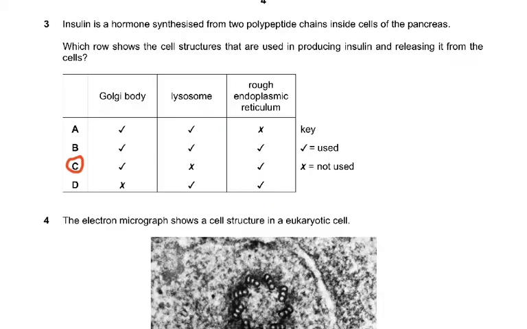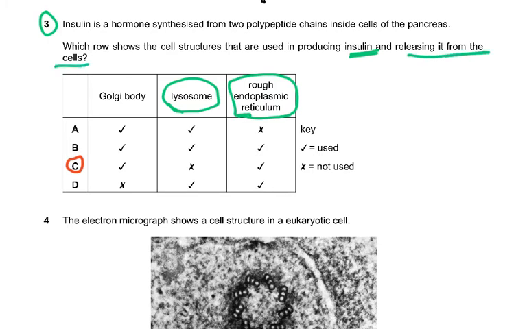Question 3. Insulin is a hormone synthesized from two polypeptide chains inside cells of the pancreas. Which row shows the cell structures that are used in producing insulin and releasing it from the cells? So we know lysosome is not used in that. Lysosome contains hydrolytic enzyme. So lysosomes were not required because insulin would be made on the rough endoplasmic reticulum and then it would be shifted to the Golgi body where it would be modified and then it would be formed into a secretory vesicle and then it would be thrown out of the cell, because it told you in the question synthesized and releasing it from the cell.